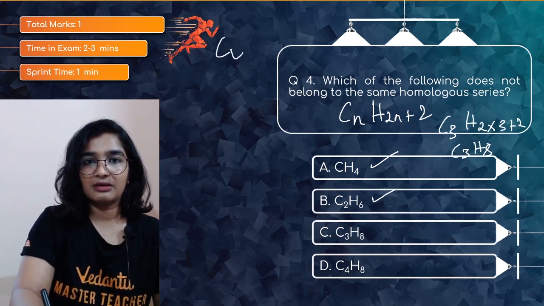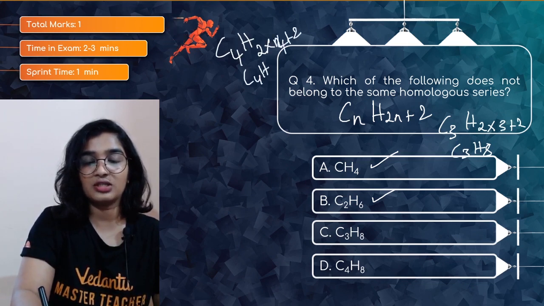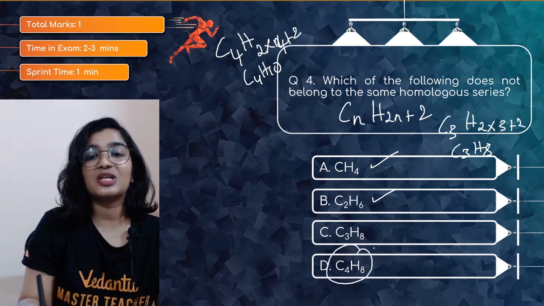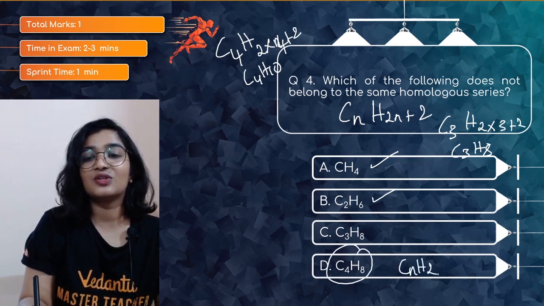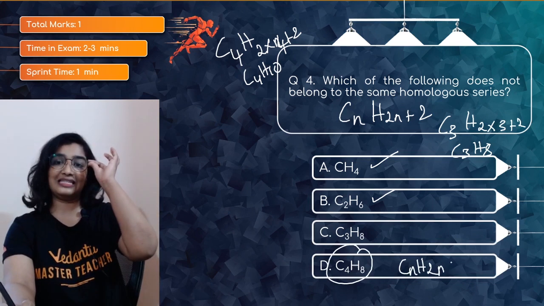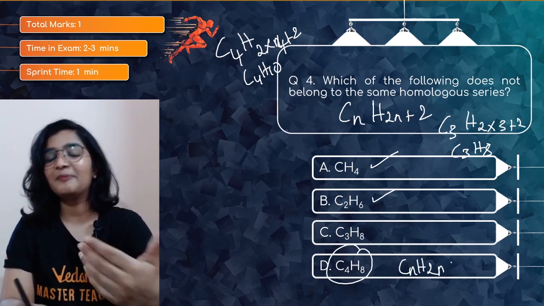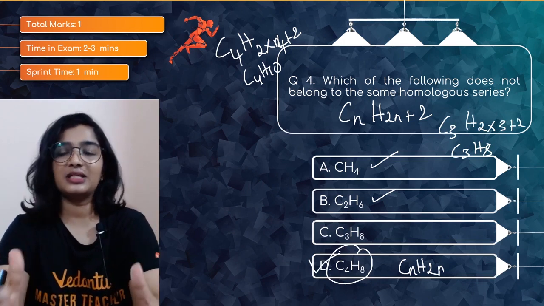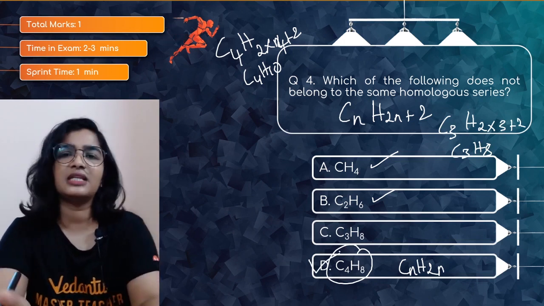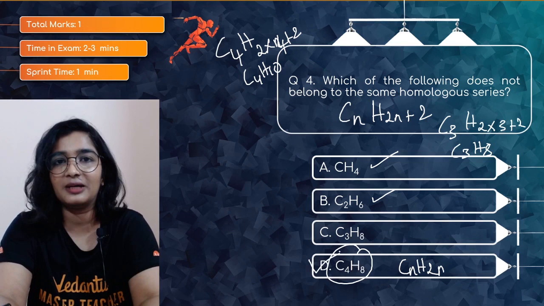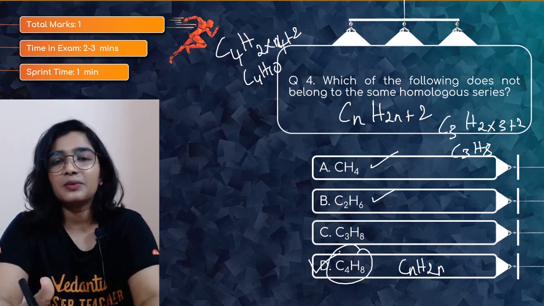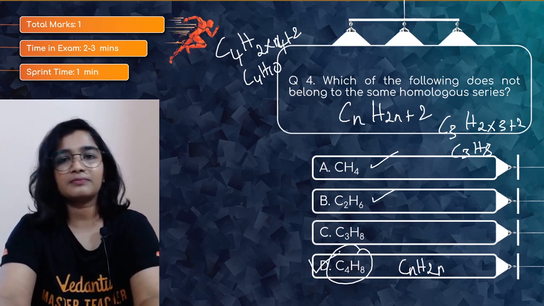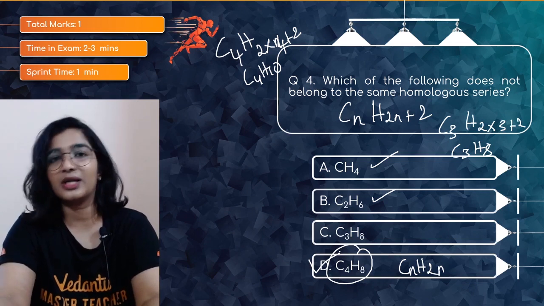So CnH2n+2 with n=4 will be C4H10. So C4H8 belongs to the alkene homologous series, CnH2n, right? So option D will be the right answer. So whenever they ask you these kinds of questions, do they belong to the same homologous series and all that, just write down their general formula. Okay, and try to substitute it. If it's not working, then obviously it's the odd one out.